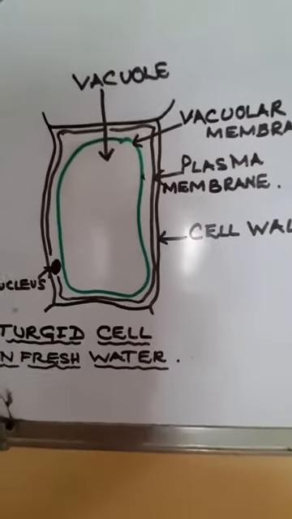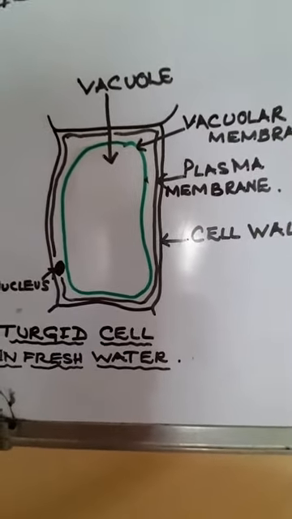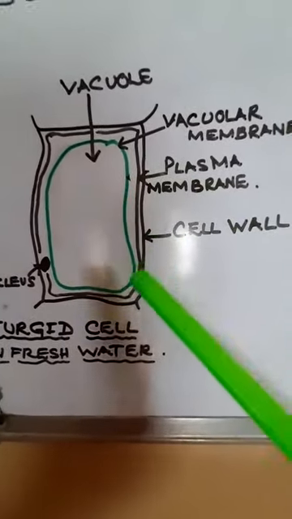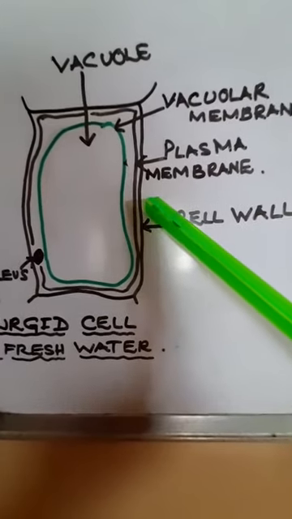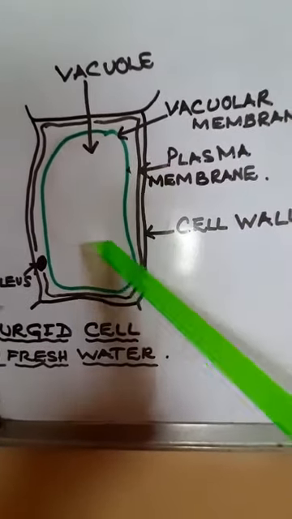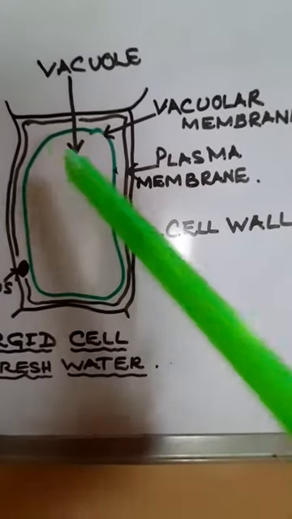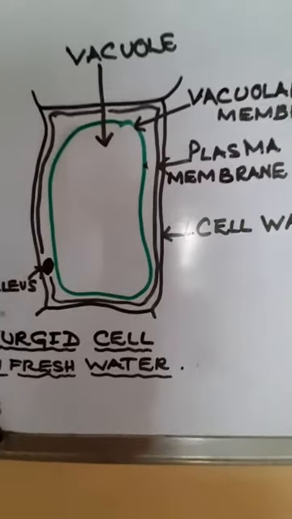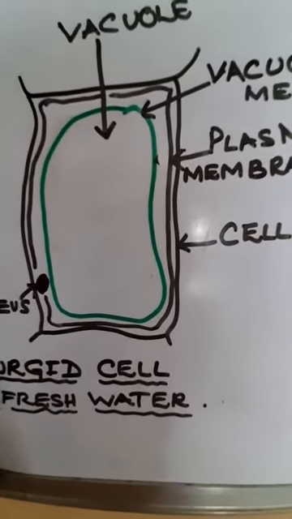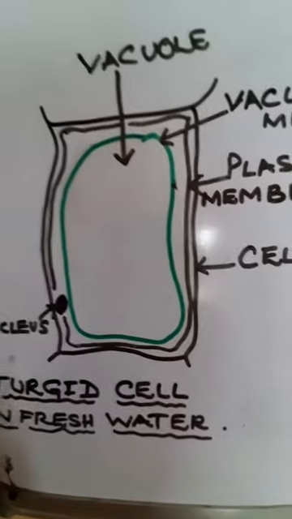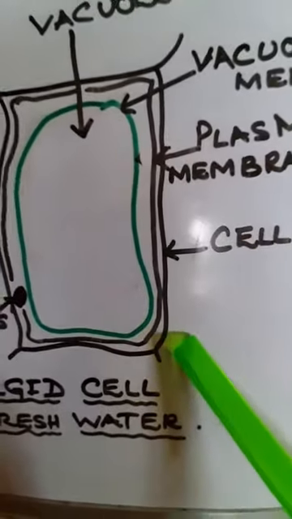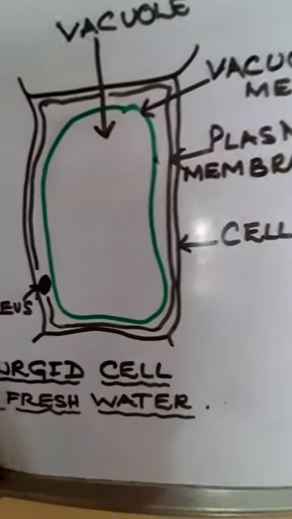Now this is a plant cell in fresh water. When it is in fresh water, you can see that this is the cell wall, then the plasma membrane. Inside is the vacuole, with the green line showing the vacuolar membrane. Okay, the nucleus. When it is in fresh water, the cell is nicely stretched. The plasma membrane is next to the cell wall in a distended, tight condition because it is in fresh water.